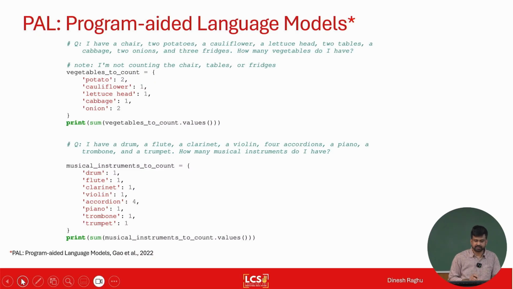For example, the question here is, I have a chair, 2 potatoes, a cauliflower, a lettuce head, 2 tables, a cabbage, 2 onions, and 3 fridges. How many vegetables do I have, right? So this part is where reasoning comes into the picture, which is when it creates the vegetables to count dictionary, it clearly excludes everything that's not a vegetable, right? There's no table, there's no chair, and there's no fridge, right?